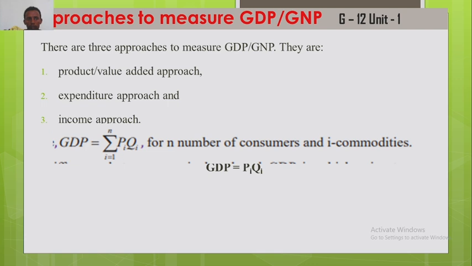GNP measure ለማድረግ የምንጠቀመው አፕሮቾችን ነው የምናየው። ግሬድ 12 ኢኮኖሚክስ ነው ዩኒት 1 ውስጥ ያለው ሴክሽን ነው። There are three approaches to measure GDP or GNP. They are product or value approach, expenditure approach and income approach. The first one is product approach.